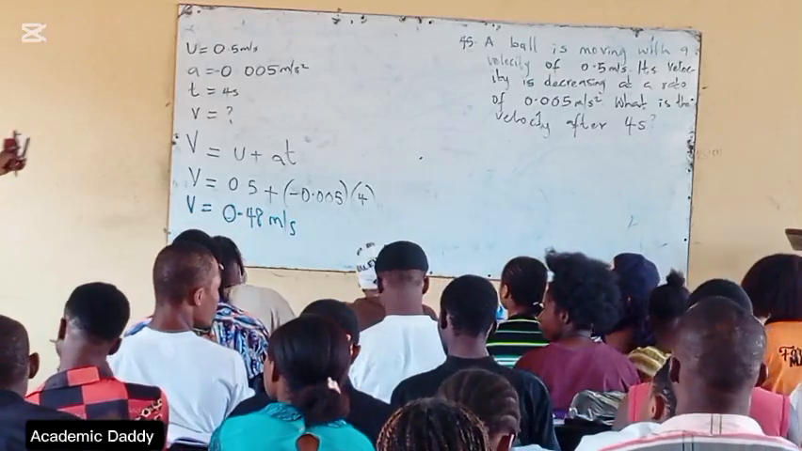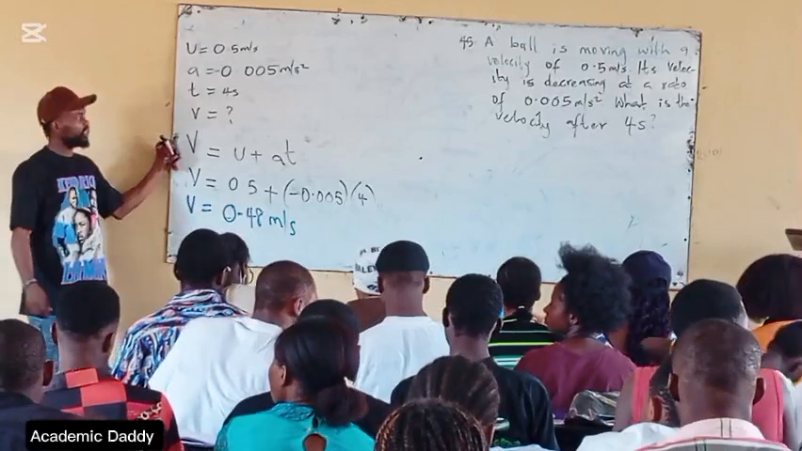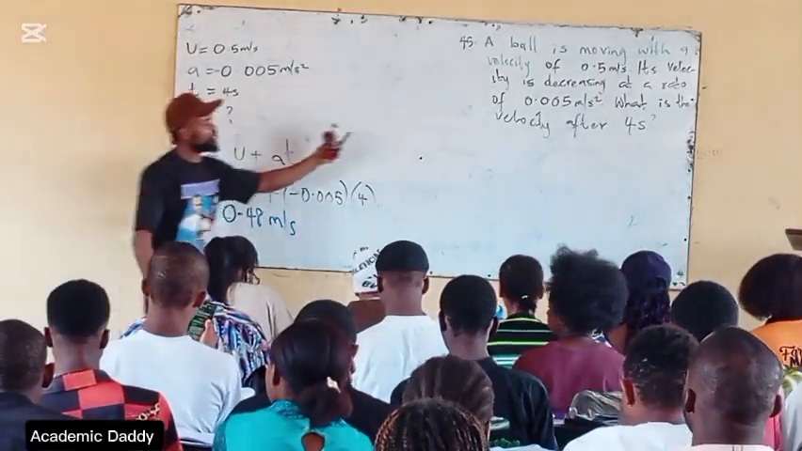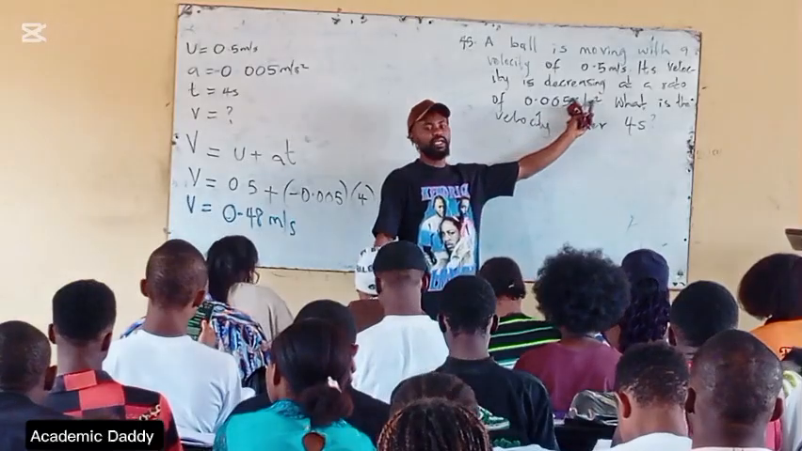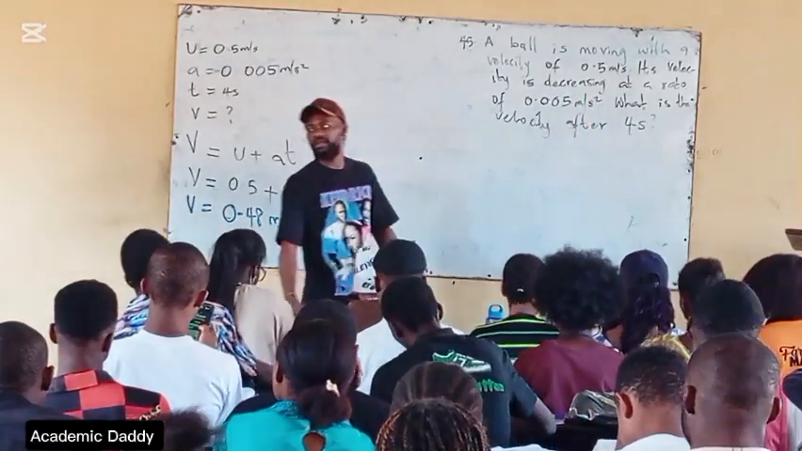Why is it like this? This one, the question said is decreasing. The question said decreasing. So when we hear decreasing, and they give us that this is measured per second, that means instead of acceleration, it now means retardation. So that's why we put minus.